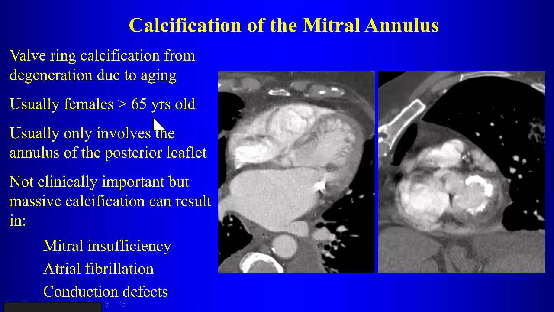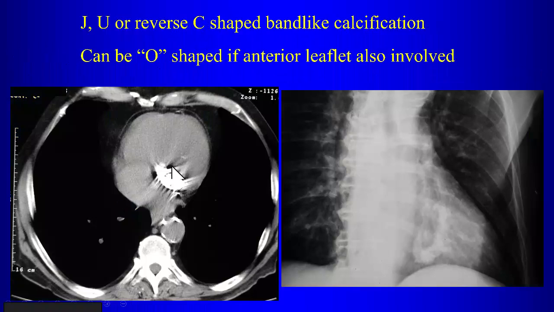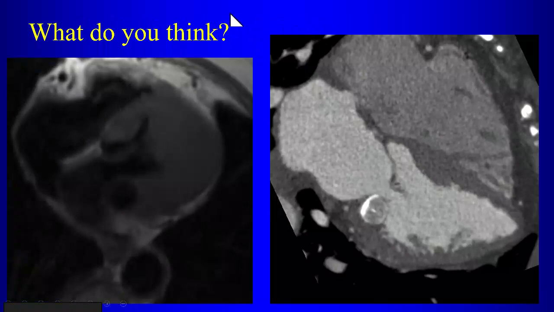So usually women, elderly women, usually involves the annulus of the posterior leaflet, usually not clinically important, but there are some cases where massive calcification might result in mitral insufficiency or atrial fibrillation or conduction defects, but that's unusual. In most cases, mitral annulus calcification is just an incidental finding, right? So that reverse C-shaped calcification, sometimes O-shaped if the anterior leaflet's also involved, is what we see with mitral annulus calcification. All right, so what's going on here?